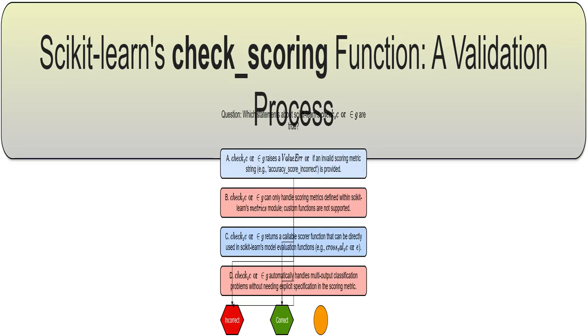I'm going to explain the _check_scoring function in scikit-learn. It's a tool we use to make sure the scoring metric we're using for a classification problem is valid and correctly formatted. Think of it as a quality control check for your scoring methods before you use them in model evaluation. It ensures that the function you provide is acceptable to be used in other scikit-learn tools.